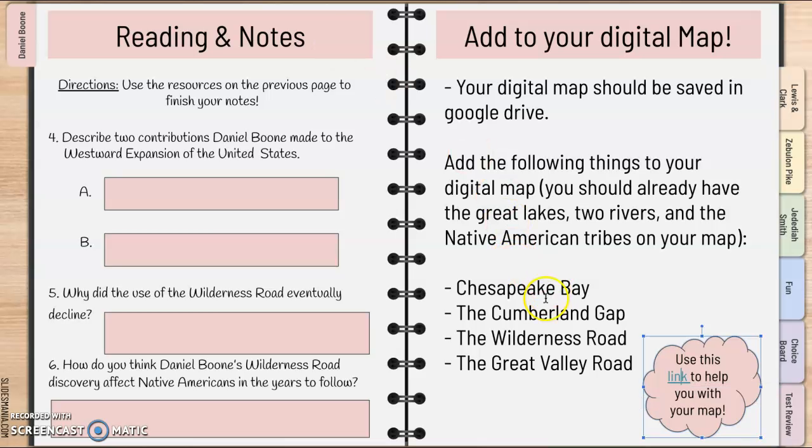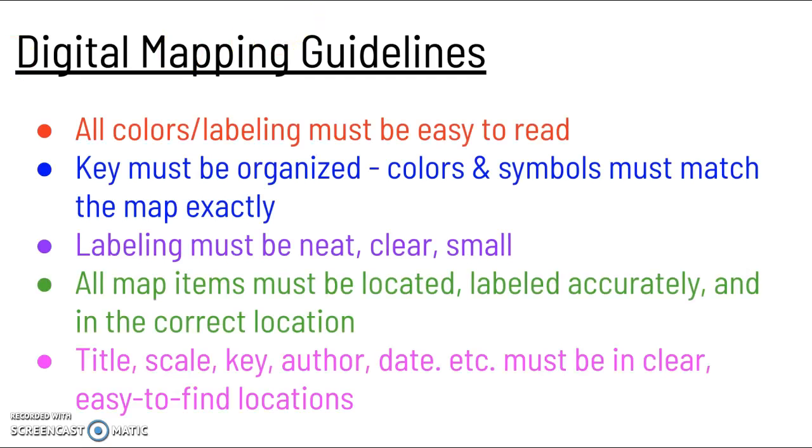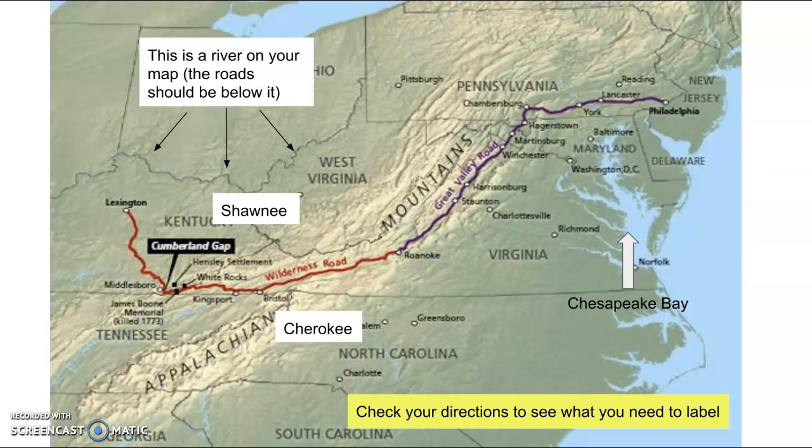So we're looking for Chesapeake Bay, Cumberland Gap, Wilderness Road, Great Valley Road. If you go to slide 5, you'll see here's the Cumberland Gap, here's Chesapeake Bay, and then here's the Great Valley Road, and here's the Wilderness Road. So there's everything that you need right on slide 5, and this is a guide for you. It shows you the rivers that are also on your map. It shows you the East Coast, so you can gauge that when you're labeling.